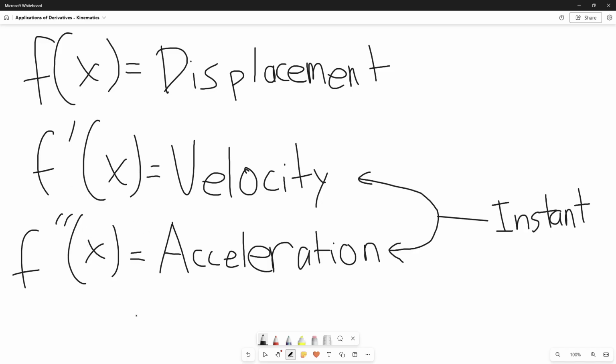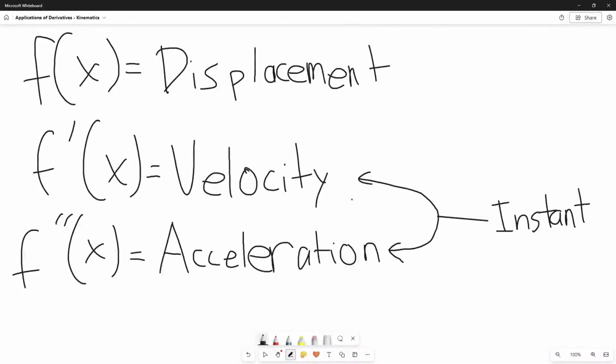So usually you won't have something like f of x be your displacement, it'll usually be s of t, where t is seconds usually, or some unit of time. And let's say you have s of 3 equals 4. Usually what this would mean is at 3 units of time, or 3 seconds usually, you are 4 meters usually away from an origin or starting point.